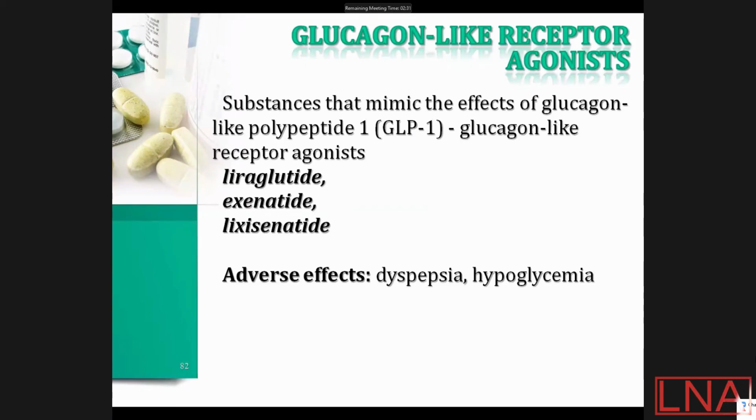Glucagon-like peptide receptor agonists are substances that influence GLP receptors, like exenatide and liraglutide. They produce hypoglycemia as a typical side effect, and dyspepsia or GIT disturbances.